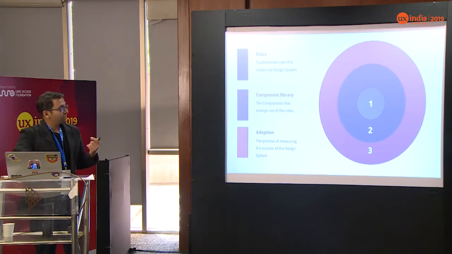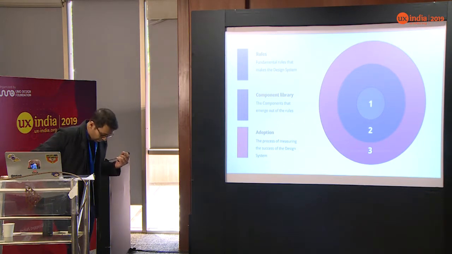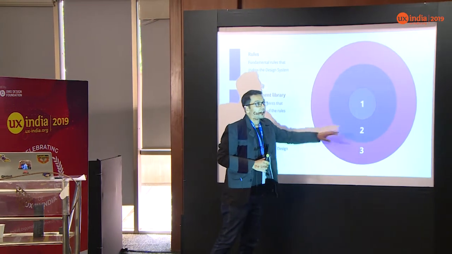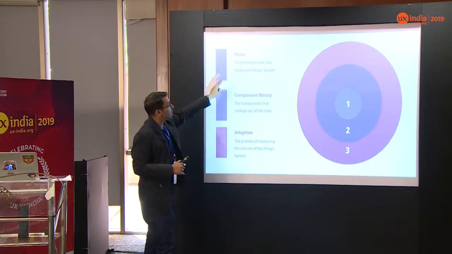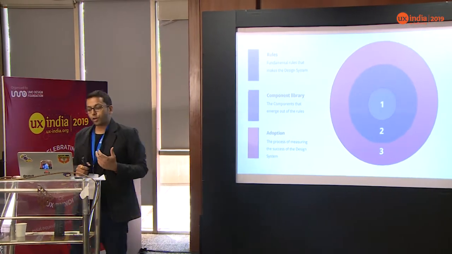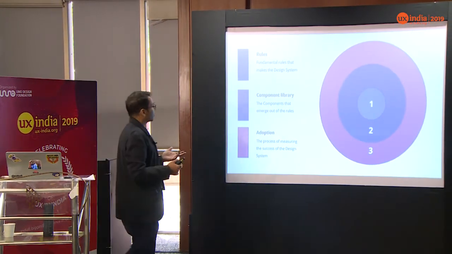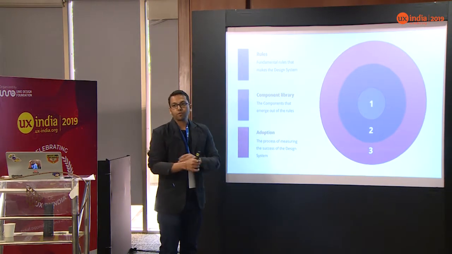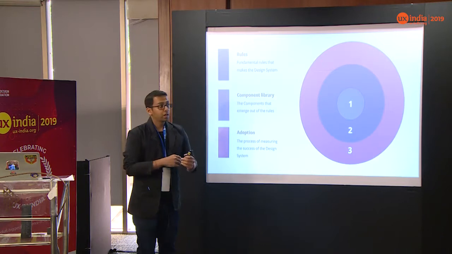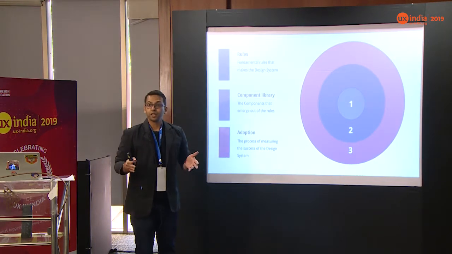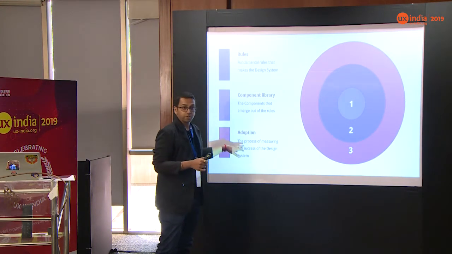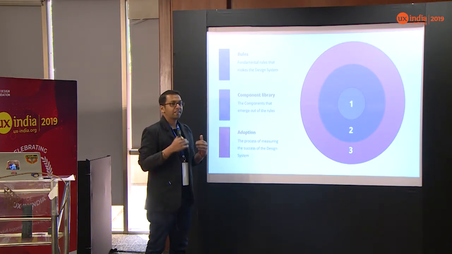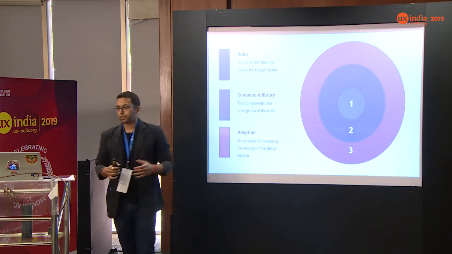Now, this is what the design system in our case looks like. We typically talk about the component library, which is the second layer of the design system. The first layer is those rules, the rules which are going to make and build a component. And ideally, sometime in future, if we work hard enough on the rules, the components will evolve automatically, right? And then we have adoption, which is basically the process of measuring the success of the design system and then evolving the design system through that process, right?